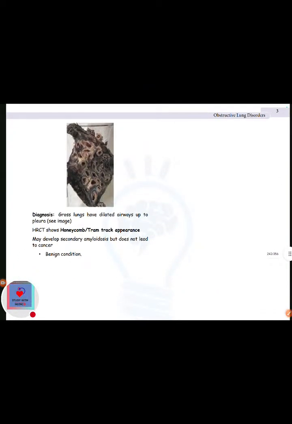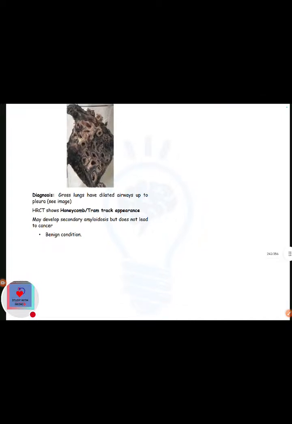Diagnosis: grossly the lung has dilated airways up to the pleura. HRCT shows honeycomb or tram track appearance. It may develop secondary amyloidosis but does not lead to cancer. It is a benign condition. So honeycomb appearance and tram track appearance are the features in HRCT.